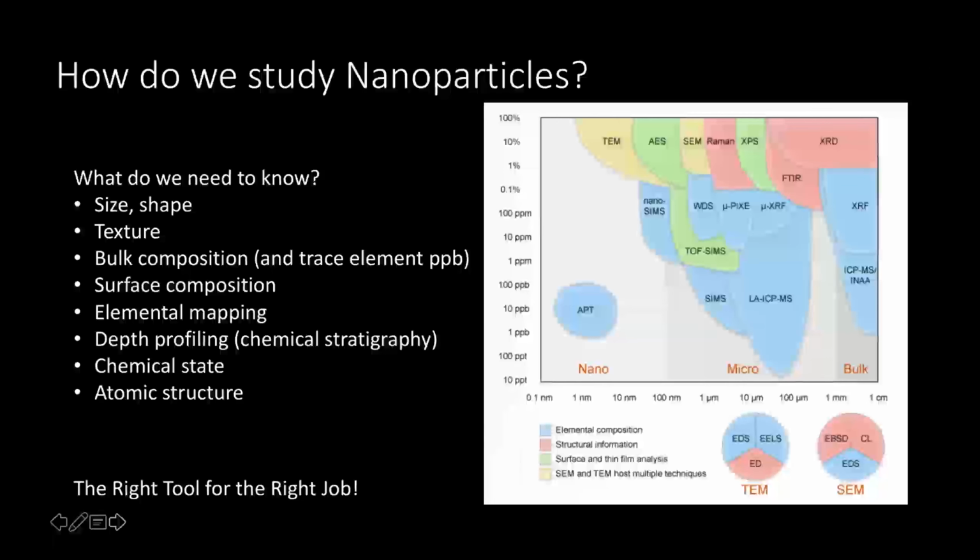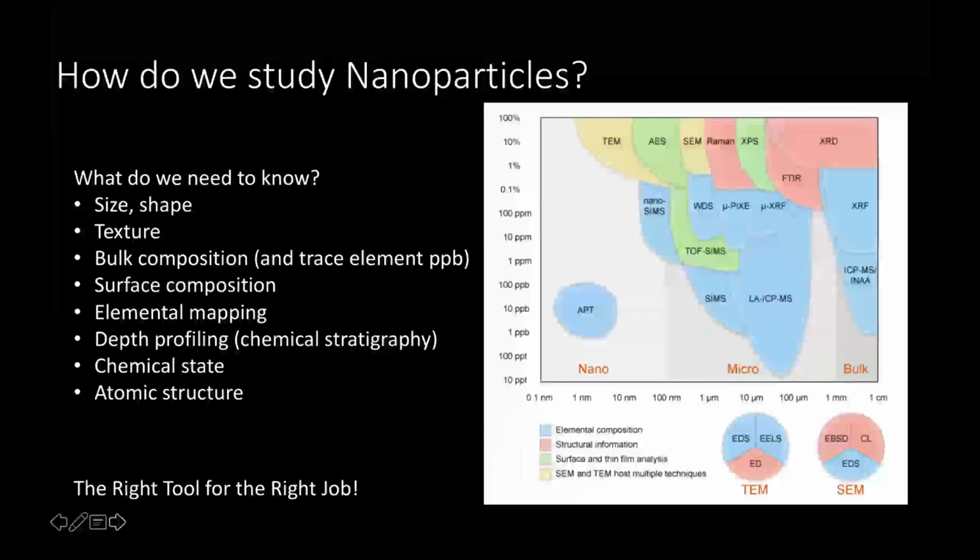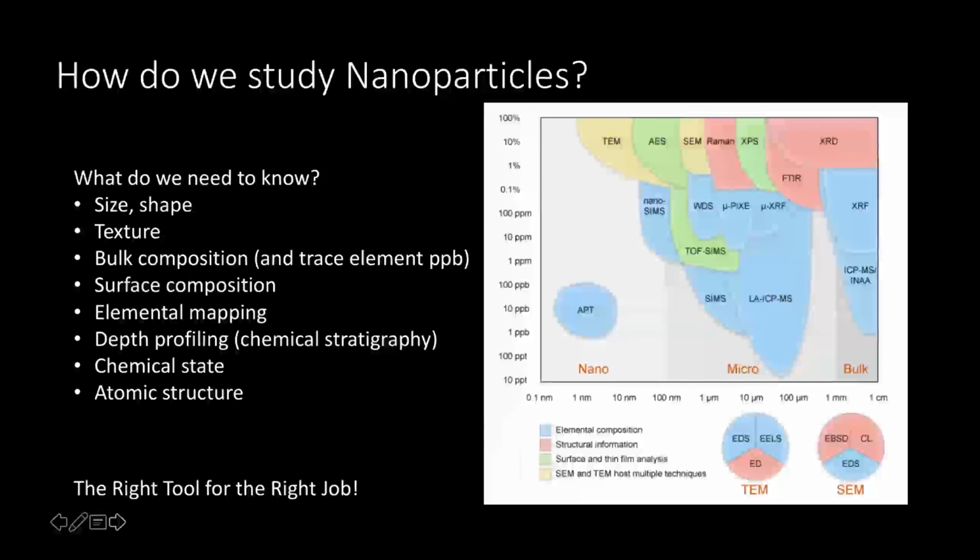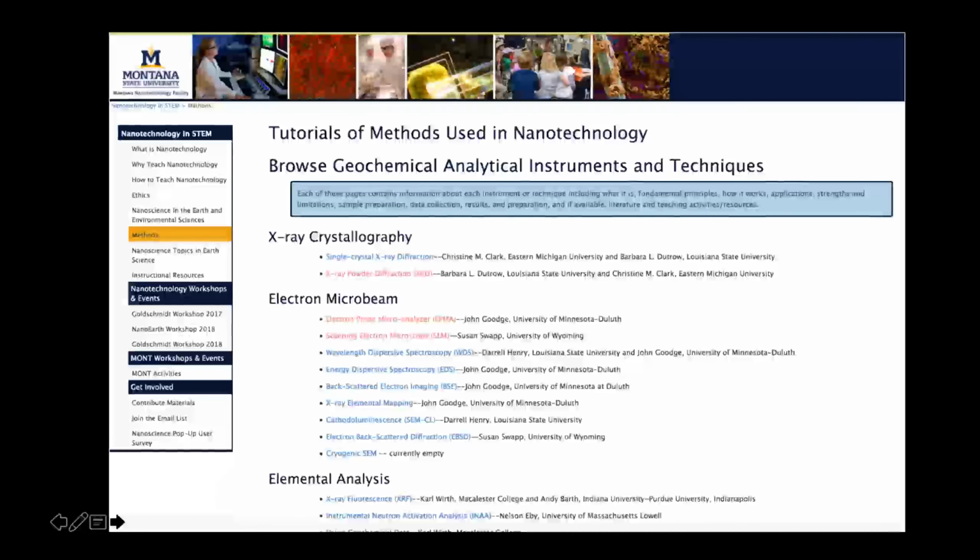It turns out that one or two atomic layers on the surfaces of materials quite often are quite distinct from the bulk composition of materials. We need to be able to do elemental mapping, depth profiling, to give us a chemical stratigraphy across interfaces. We need to know the chemical state, the redox potential of components, and certainly the underlying atomic structure. So we have a large number of instruments that we use, and many of these are common to what we are already doing in classes like petrology, mineralogy, geochemistry, crystallography, and so on.